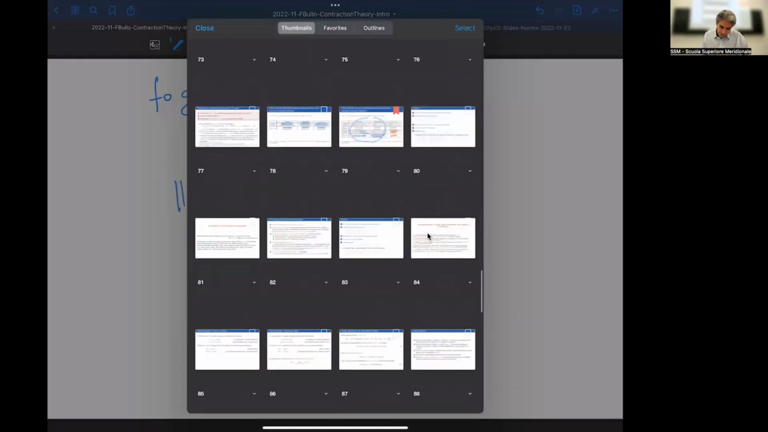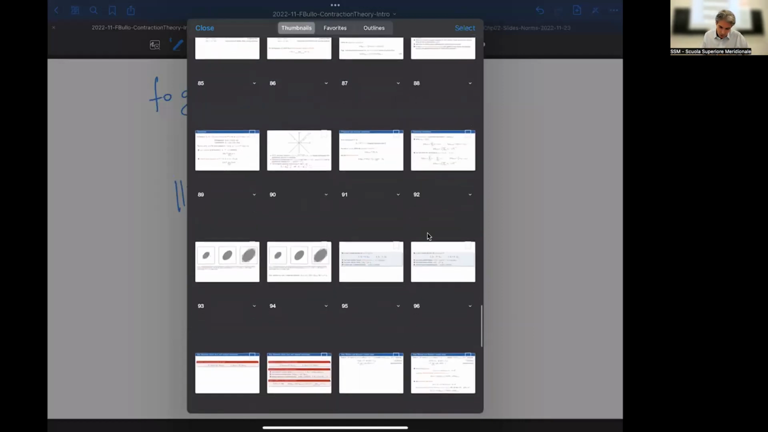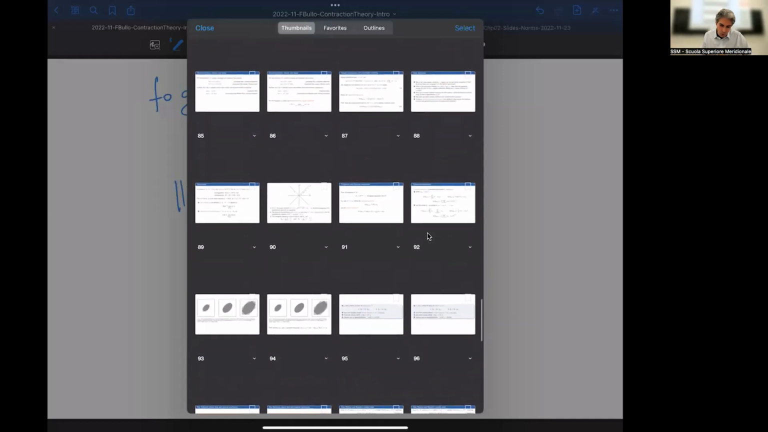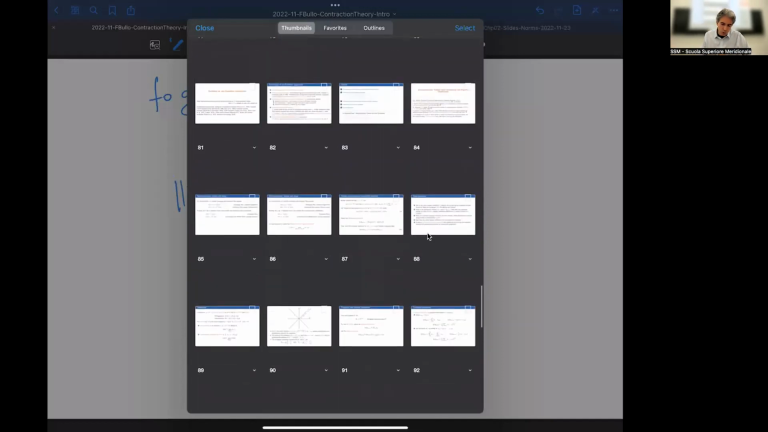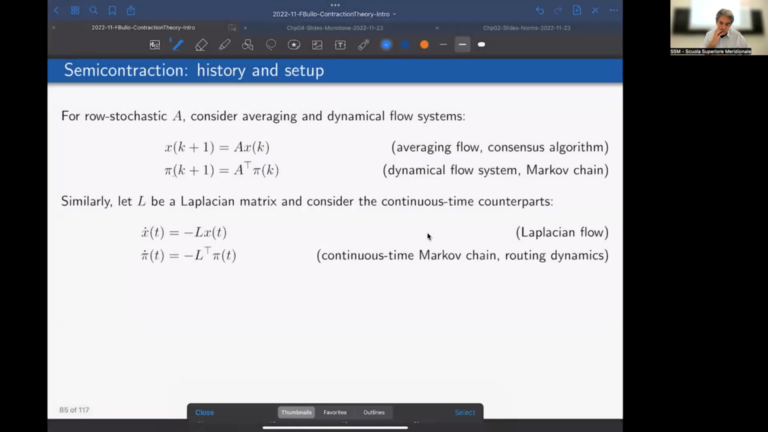So here's how the story goes. And this gives me an opportunity to tell you a little more about the history of contraction theory. It is little known, but that is true.